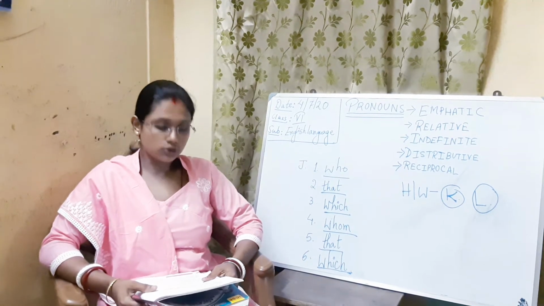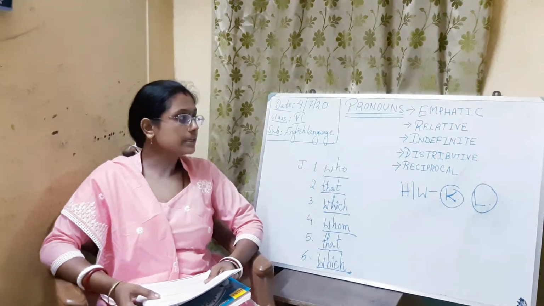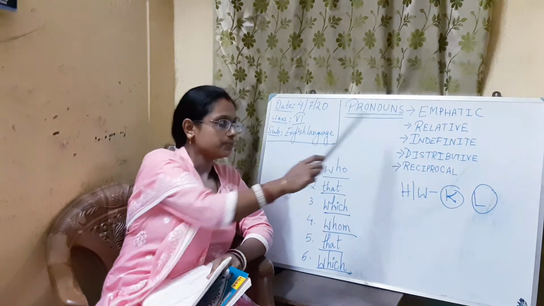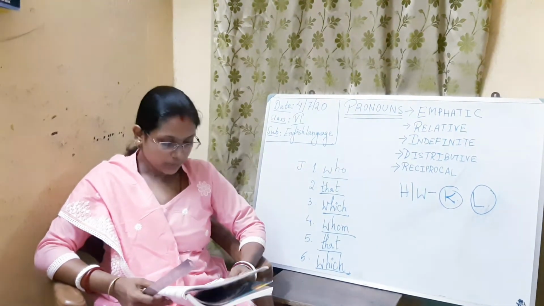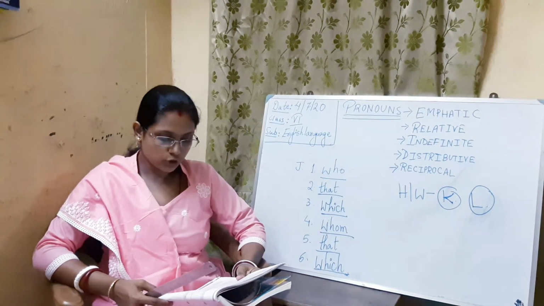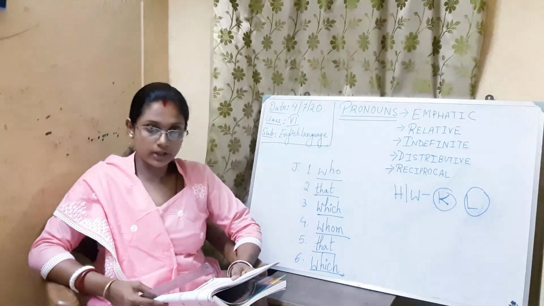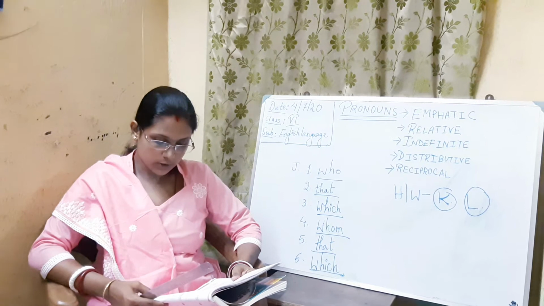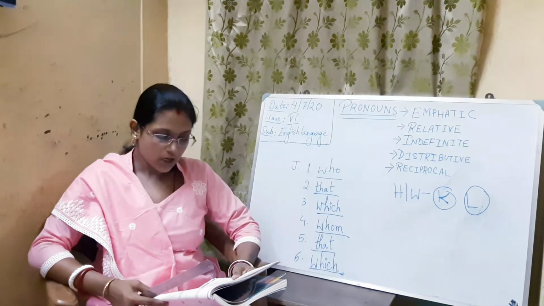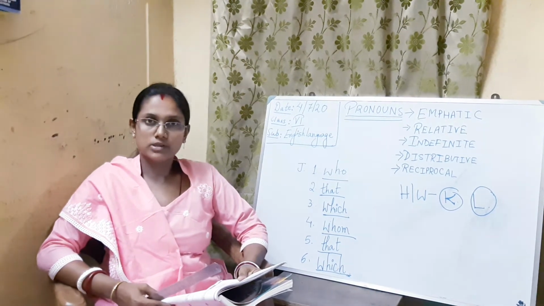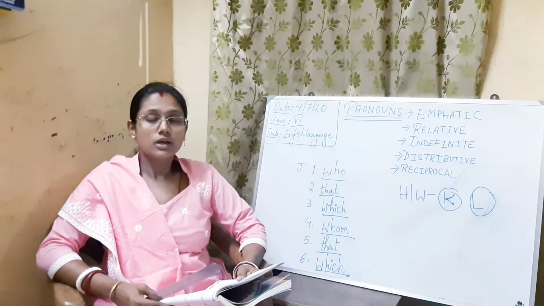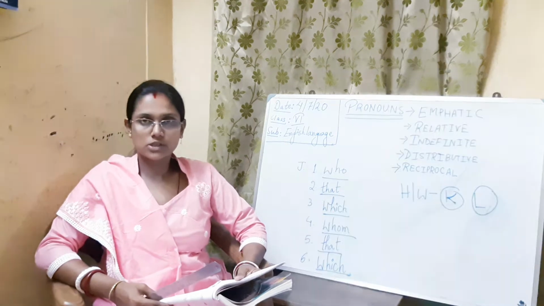Now let us see the next type of pronoun, that is indefinite pronoun. Now what is an indefinite pronoun? Please look at your book. Indefinite pronouns refer to persons or things in general rather than to a specific person or thing. So indefinite pronoun means in general when we refer to some person or thing. We are not specifying which person or thing.